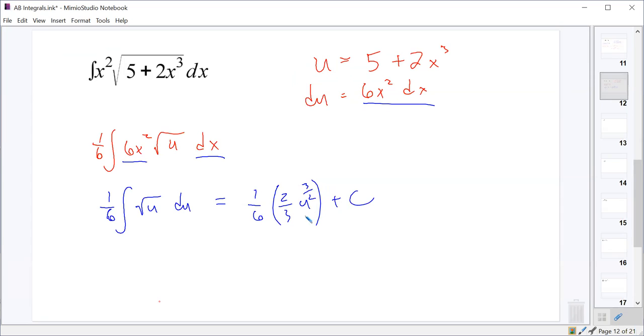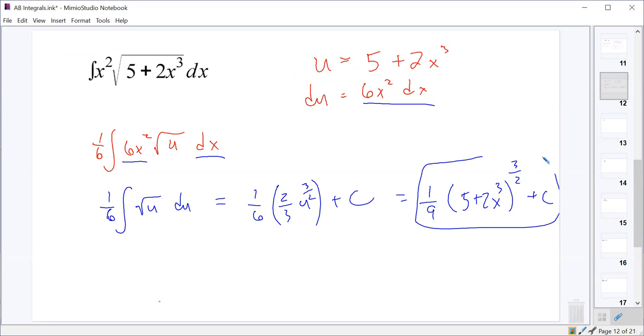This plus a constant could be inside or outside of the 1/6. A sixth of a constant is still a constant, so don't worry about where that sits right now. If you multiply that out, this becomes 1/9 of u to the 3/2, so 1/9 of 5 plus 2x cubed to the 3/2 plus a constant. Good or no? Good. All right, let's do another one.